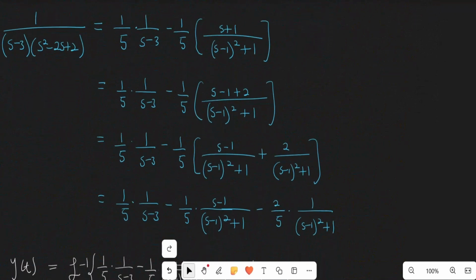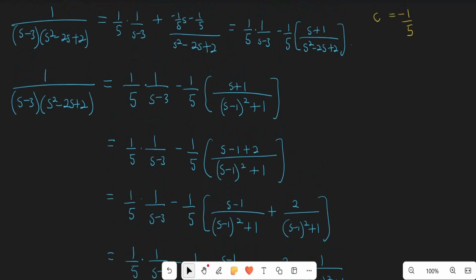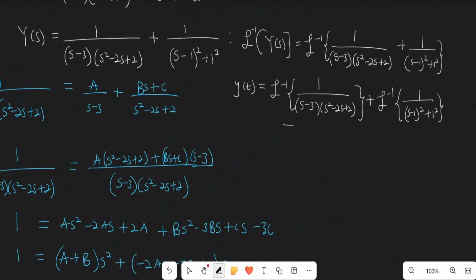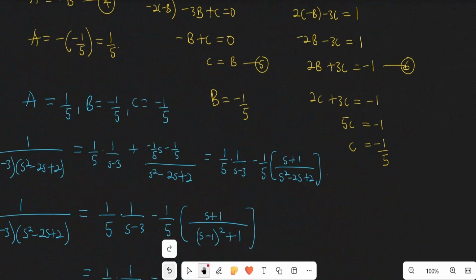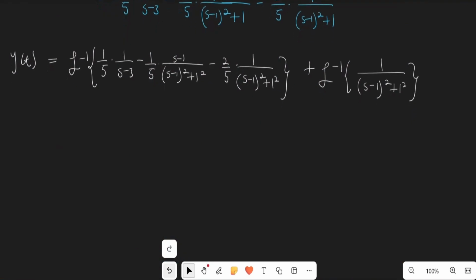Plus the Laplace inverse of 1 all over s minus 1 all squared plus 1 squared, like this. Yeah, I hope this is clear. So that is what we have here. Cool. So now let's solve this one. So we can apply the linearity property here. So we have y of t, our solution.